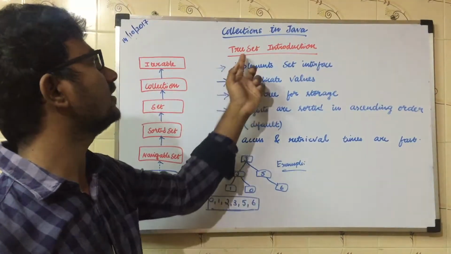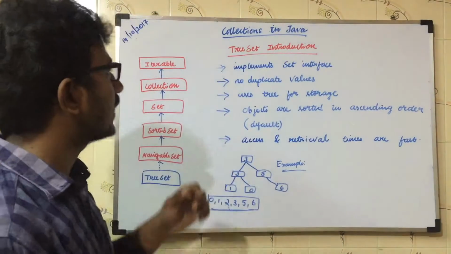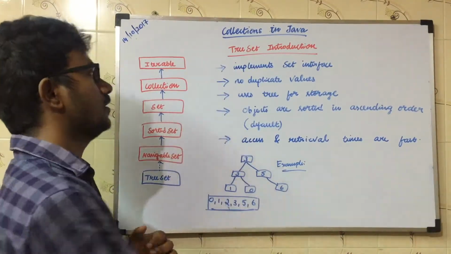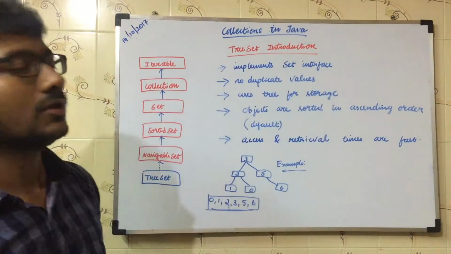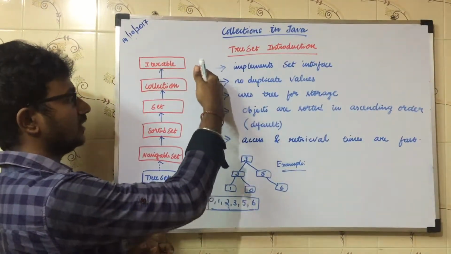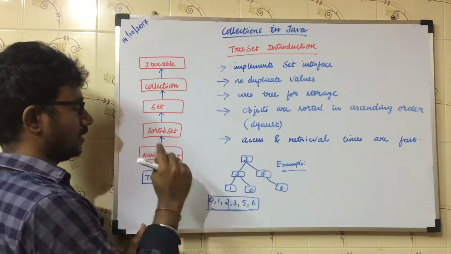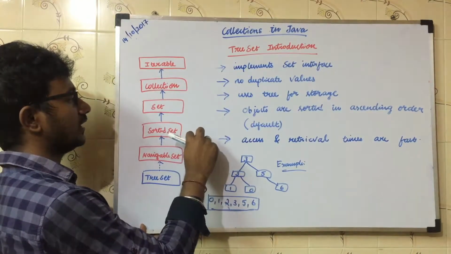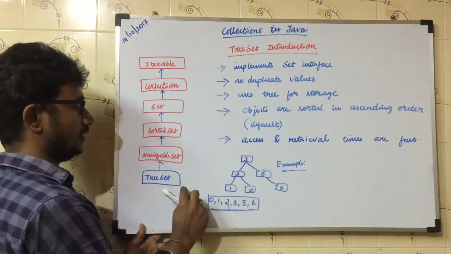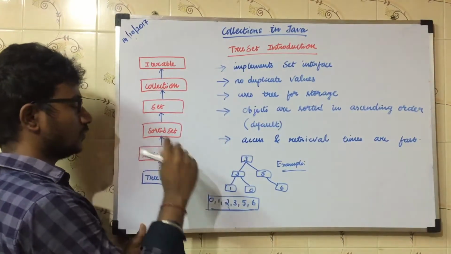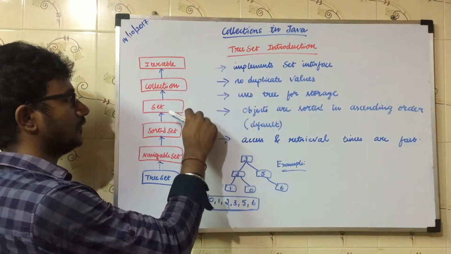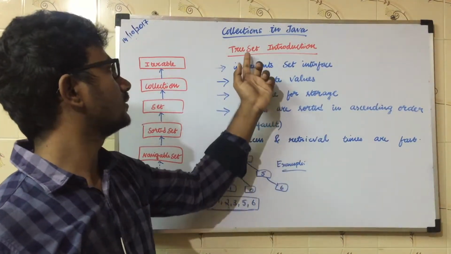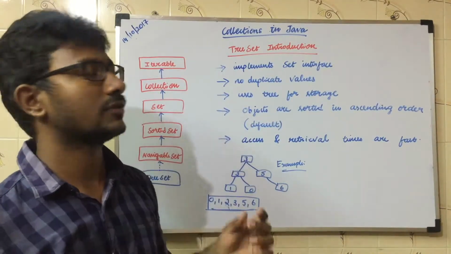Now we are going to see about the tree set in a brief manner. Tree set is one of the main implemented classes of the set interface. It implements the set interface in an indirect manner. We will see this in the class interface hierarchy diagram. Tree set implements navigable set, but navigable set extends sorted set, which extends the set interface. So indirectly, tree set implements the set interface, and the methods present in the set interface would be implemented in the tree set also.